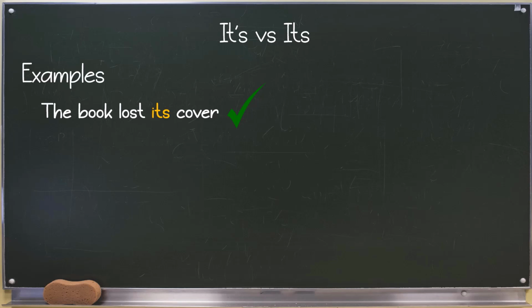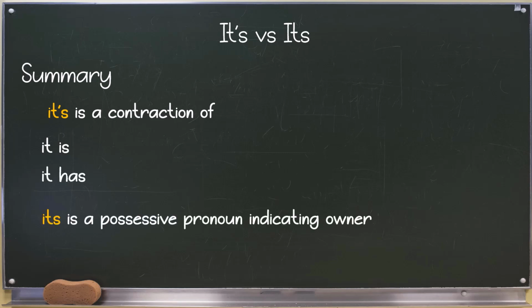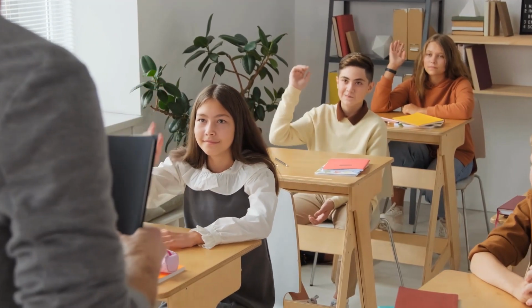So there you have it. The difference between it's and its is all about understanding the basics. Always remember that it's with an apostrophe is a contraction of "it is" or "it has," while its without an apostrophe is a possessive pronoun indicating ownership or association. So always ask yourself if you need a contraction or a possessive pronoun.